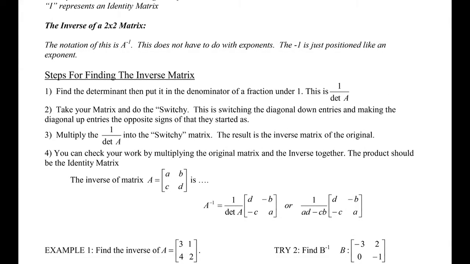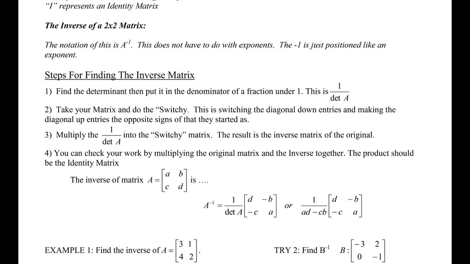The inverse of a 2 by 2 matrix. The notation for an inverse is the letter of the matrix raised to a power of -1. It doesn't have anything to do with exponents. It is just the notation to show that you're taking the inverse.